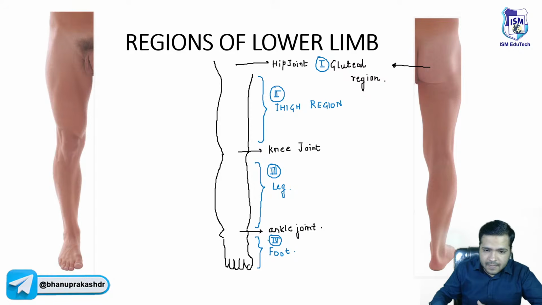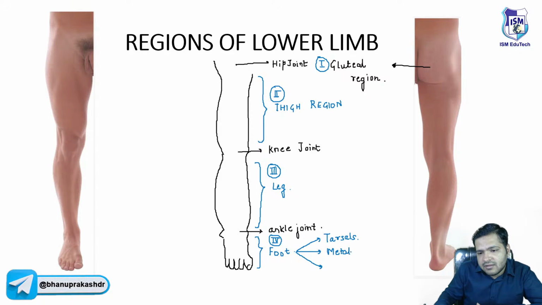You already know the foot basically consists of three bones. I will be discussing all the bones in detail. So remember, in order, it is tarsals, metatarsals, and phalanges.